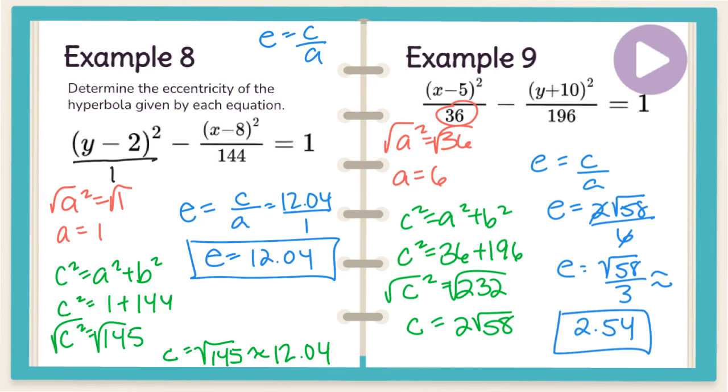So we can see here that the eccentricity of example 8 is greater than the eccentricity of example 9. So if you were to graph that, you could see that the hyperbola would be more open than the hyperbola in example 9.